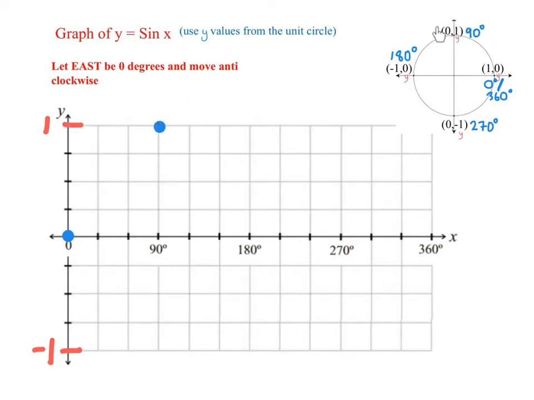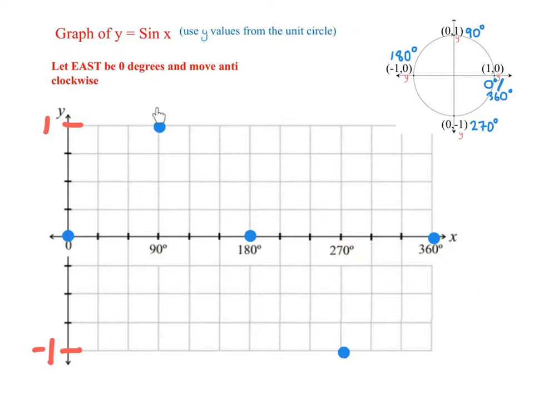We continue anti-clockwise and we get 180 degrees and 0. So 180 degrees on the x-axis, 0 on the y-axis, plot the point. Then we continue anti-clockwise and we get to 270 degrees and minus 1. So 270 degrees, minus 1, plot our point, and continue along anti-clockwise and we get to 0 and 360 degrees. And we plot our point.